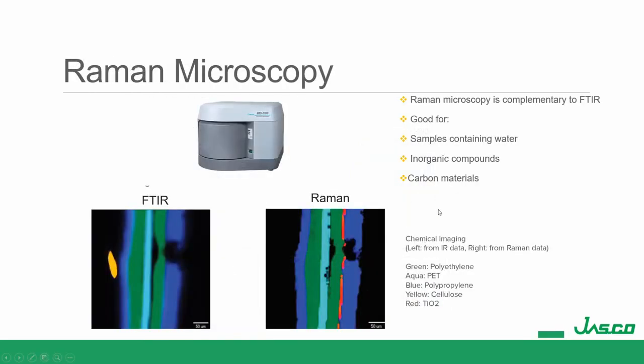And finally, but not least, the Raman microscopy. Raman is often said to be complementary to FTIR, and it's good for samples containing water, inorganic compounds, or carbon materials. An illustration of these being complementary is this: on the left is IR, and on the right is Raman. You can tell the spatial resolution on the Raman is much higher than on the FTIR. That's by nature of the Raman signal coming from a smaller wavelength than the IR signal, so you get better structural information from this.